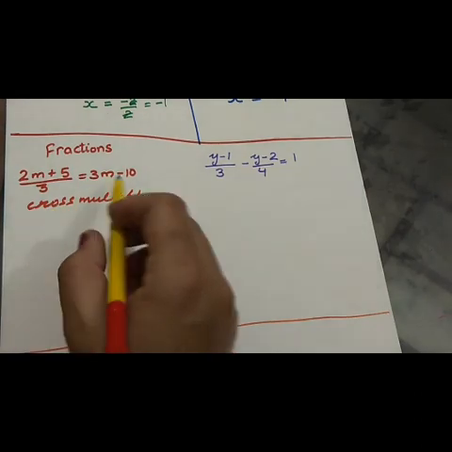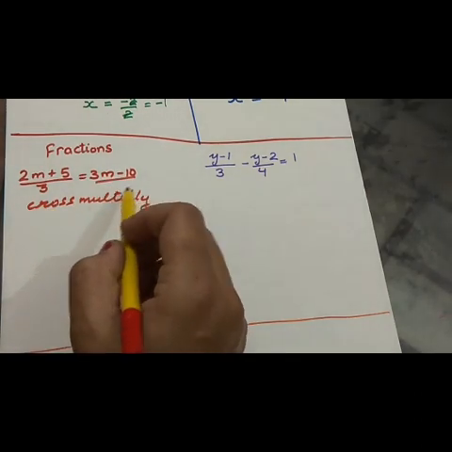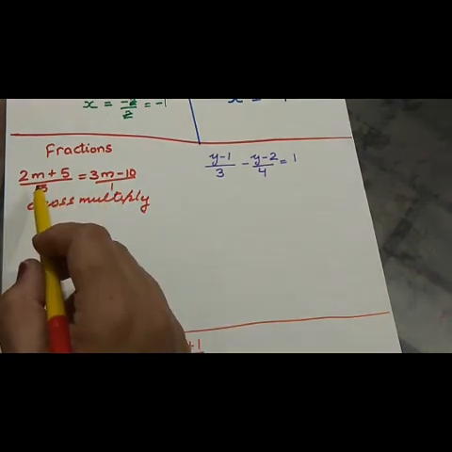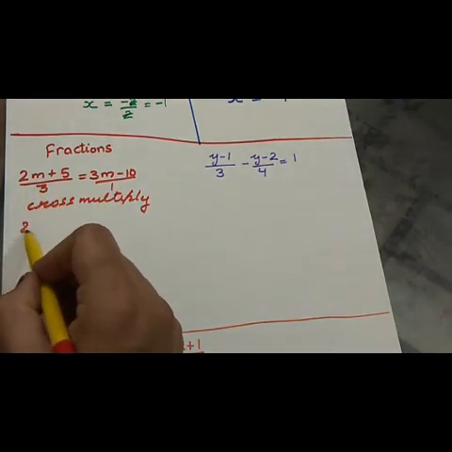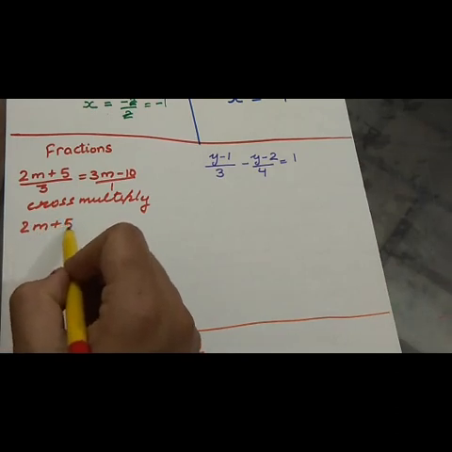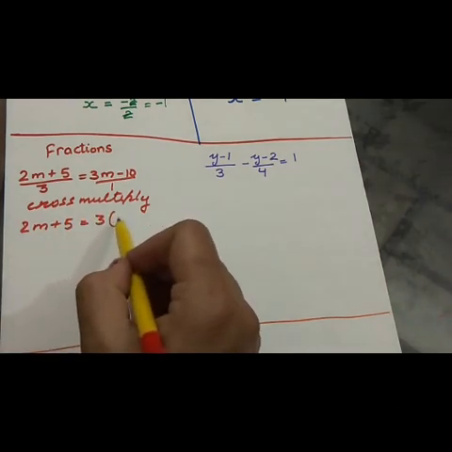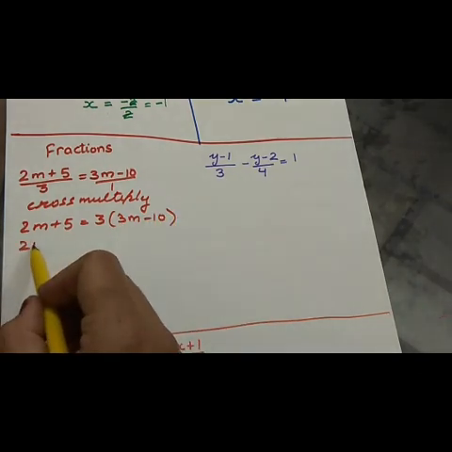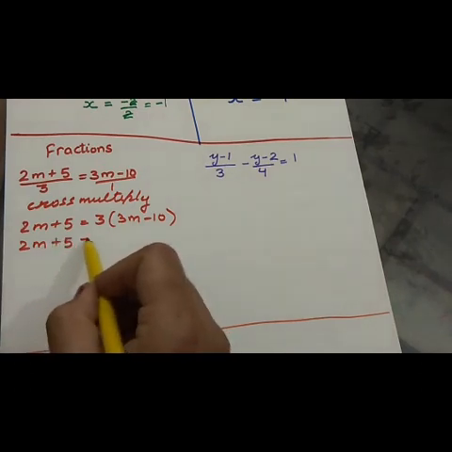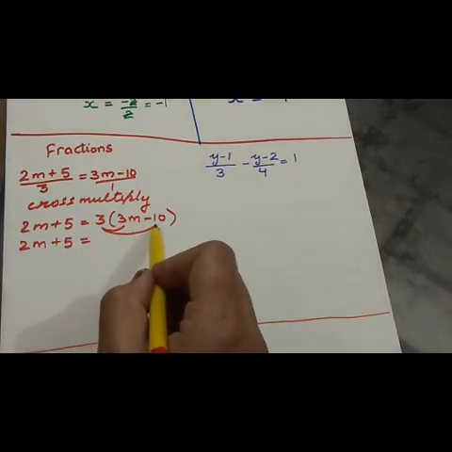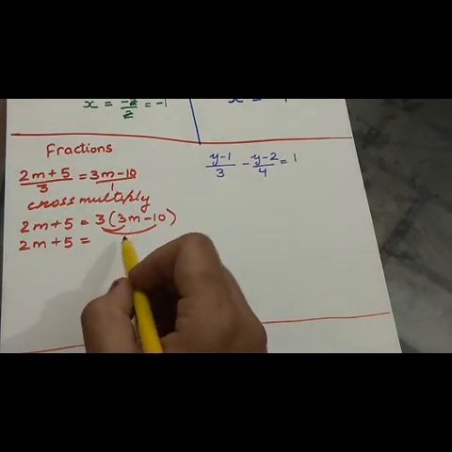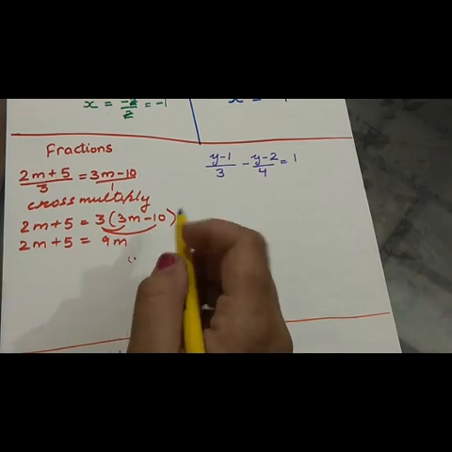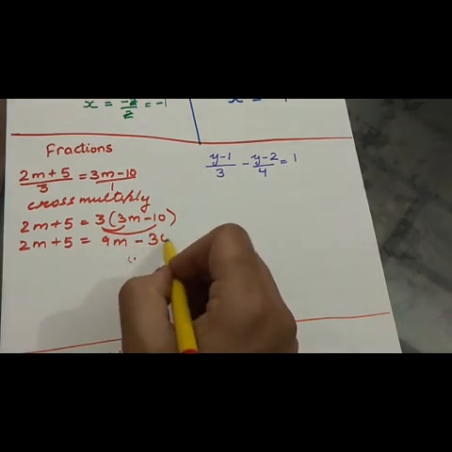Over here, since there is no denominator, we can suppose it as 1. So if you multiply 1 by 2m plus 5, it will remain the same, and 3 will be multiplied by 3m minus 10. So when you multiply, as you have multiplied in the second example, we are going to multiply with both the terms in the bracket. So this will become 3 multiplied by 3m is 9m minus 30.